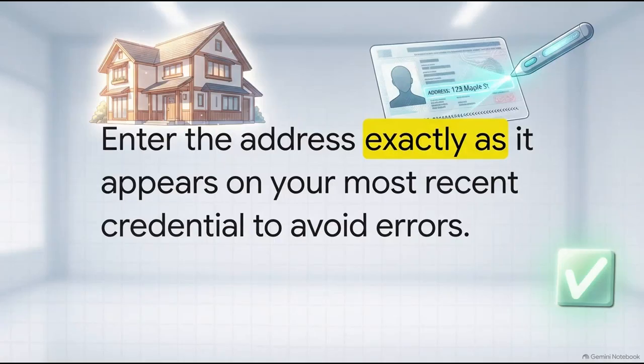The system is incredibly literal. You have to type your address exactly as it's printed on your last physical card. I mean, exactly. For example, if your card says street spelled out instead of ST, you need to spell it out. If you recently moved and haven't updated the DMV yet, the system is still looking for your old address to verify your identity. So just type it in exactly as they have it on file.